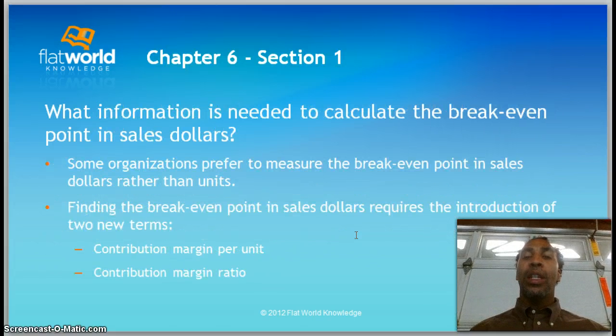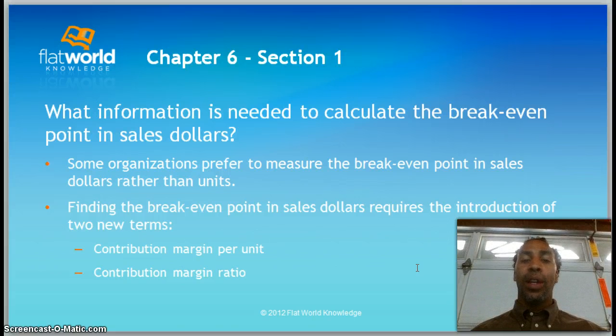So what information is needed to calculate the break-even point in sales dollars? Some organizations prefer to measure the break-even point in sales dollars rather than units. Like the instance I gave was a restaurant. Finding the break-even point in sales dollars requires the introduction of two new terms. It's not as easy when you figure it out for sales dollars, but it's not complicated as long as you follow the steps. So one, you have the contribution margin per unit.